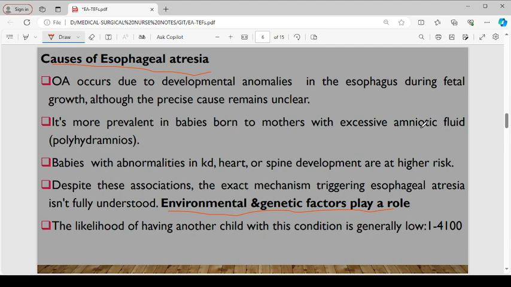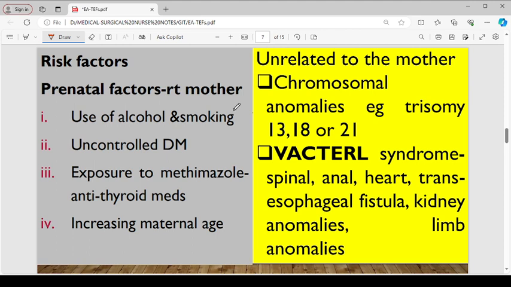Or you find that babies with abnormalities like the kidney, the heart, or the spine could also have a higher risk of having these disorders. Overall, you find that the likelihood of having a child with this condition is very low. Current statistics show that it could be 1 in 4,400 babies.